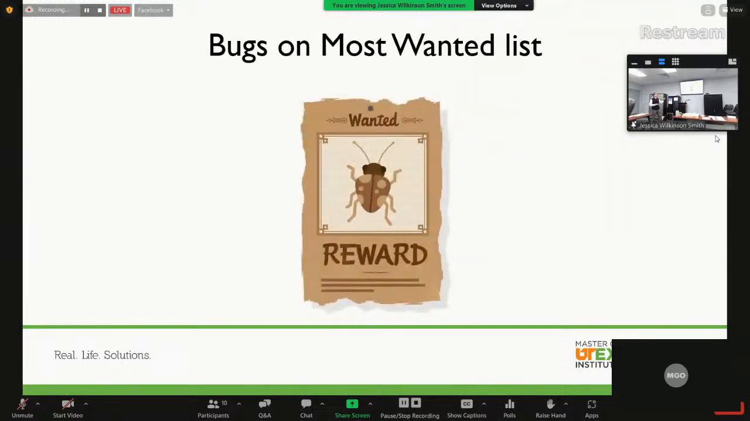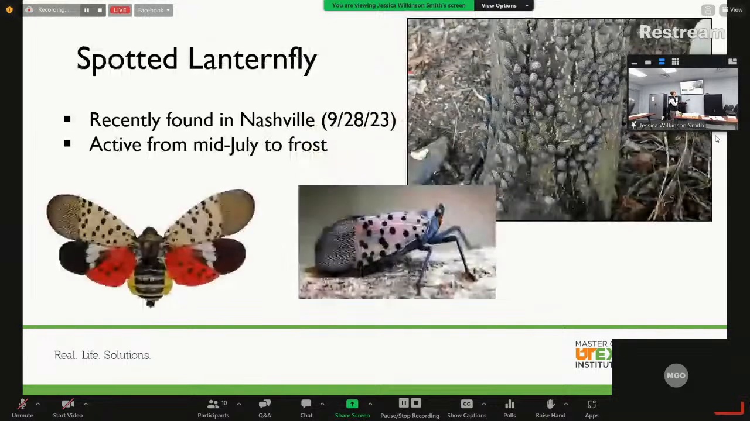So, real quick, I got to talk about bugs on our most wanted list because this is about the good and the bad. So I mentioned a few already that we commonly see in the garden, but as citizen scientists, as master gardeners, as fellow stewards of Tennessee, I gotta have you know a few of these. And so the first one I'm gonna pass around is a pinned one, and if you want to see what one looks like in full coloration, you can here as well.